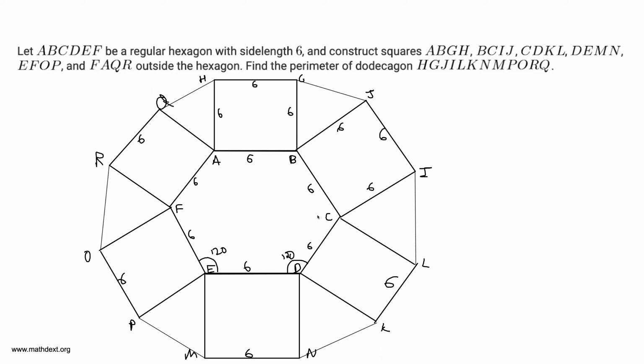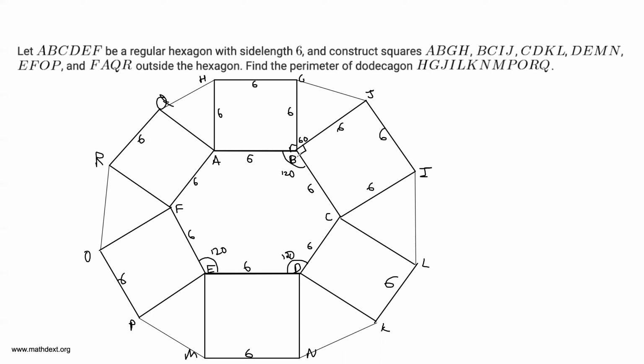But how do we find that? Well, the key observation is that this angle is 120 degrees. These are both squares, so this angle is right and this angle is right. And these 4 angles must sum up to 360 degrees because there are 360 degrees in a full circle. So what does this leave us with? This is 120 degrees, this is 90 degrees, this is 90 degrees. So we have 60 degrees left over to make it 360.